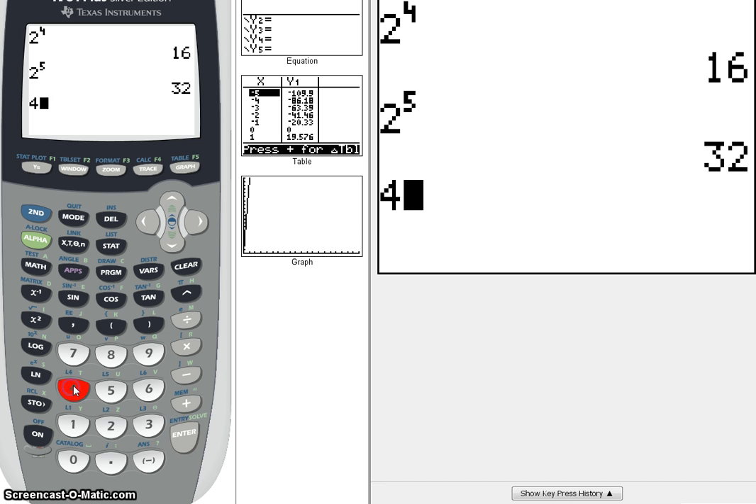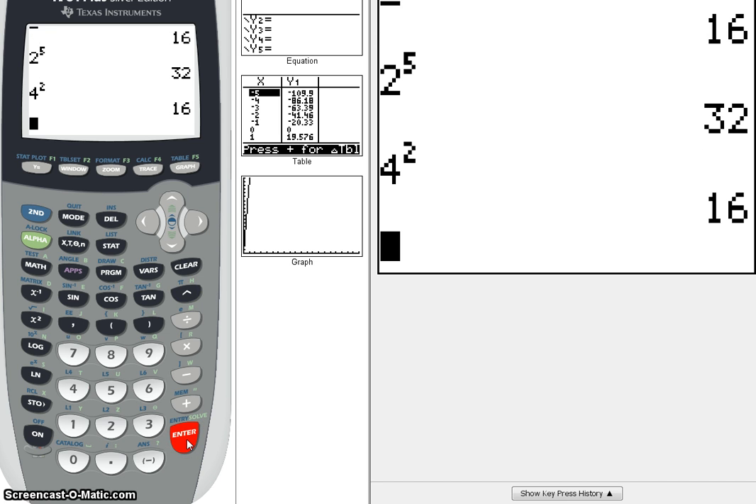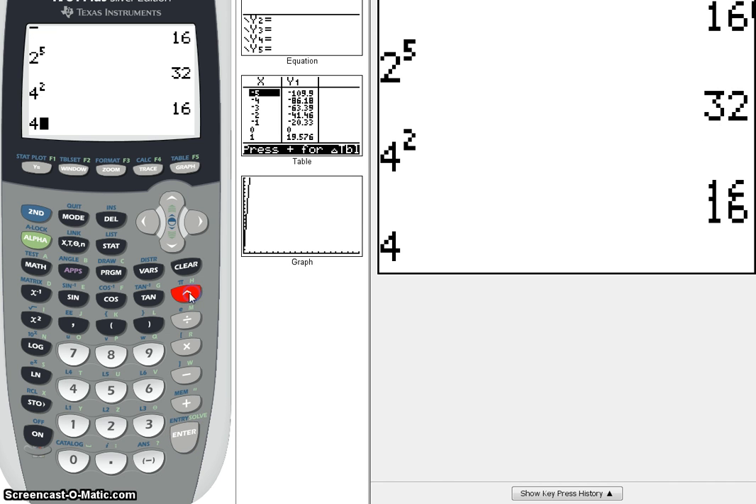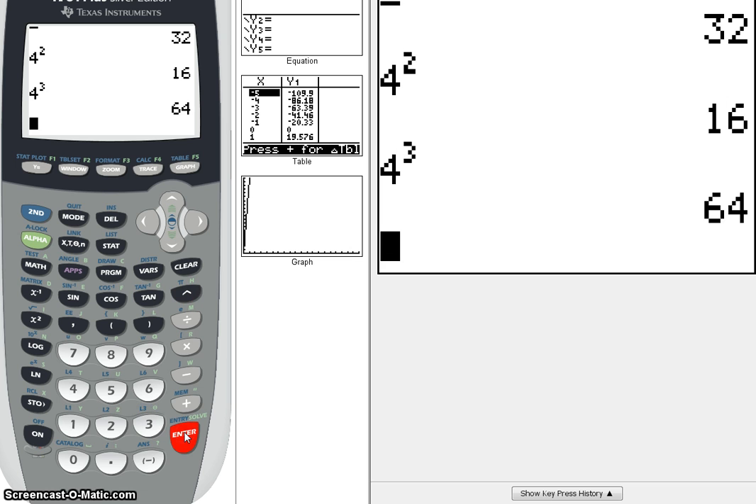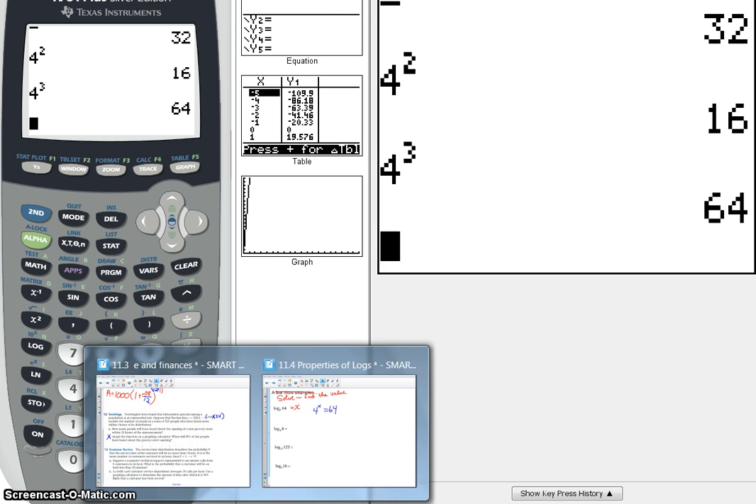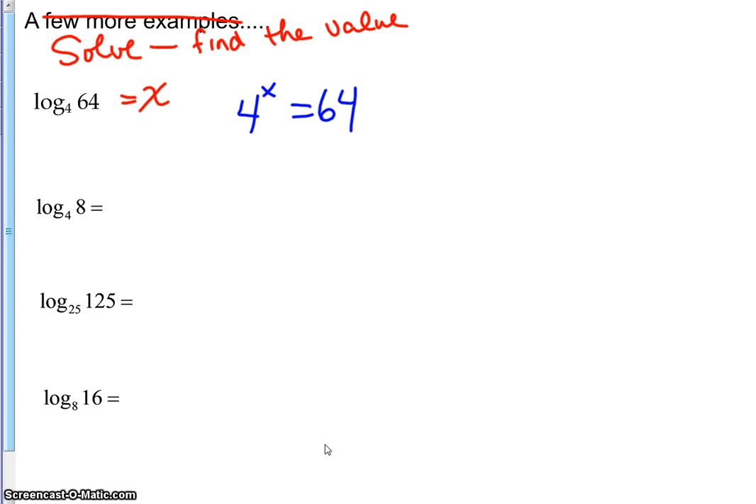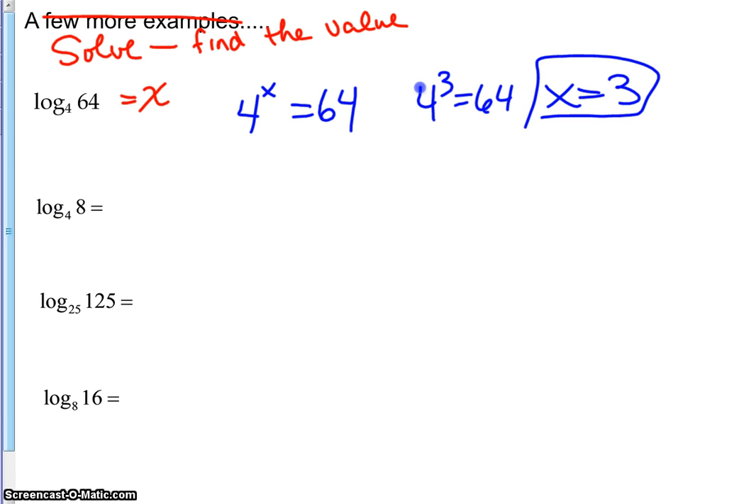So I might start and say, well, I don't think it's 4 to the second because I know that's 16. But what about 4 to the third? What is 4 to the third here? So 4 to the third is 64. And I could come back and say, well, since 4 to the third is 64, my x value was a 3 that I was dealing with here. Beautiful, works out just fine.